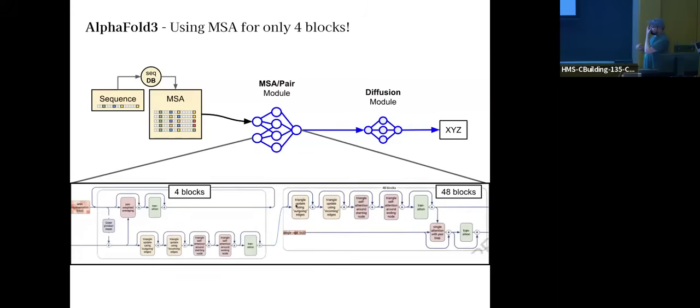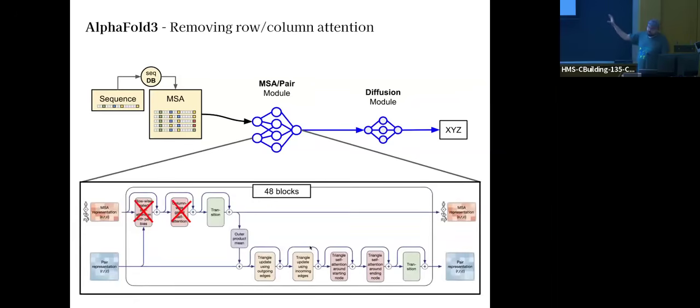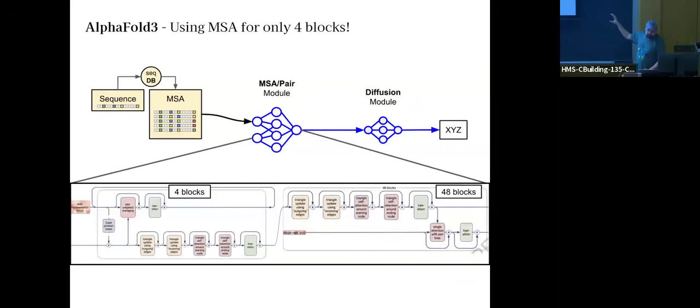The main thing, which might be a little hard to see here, is that in the first 4 blocks, you have the MSA being passed through the model. Then for the last 48 blocks, you're only dealing with the single representation. Contrast that with AlphaFold2, where the MSA was dealt with in all 48 blocks. With AlphaFold3, they're like, hey, maybe we don't have to see the MSA for that many blocks.